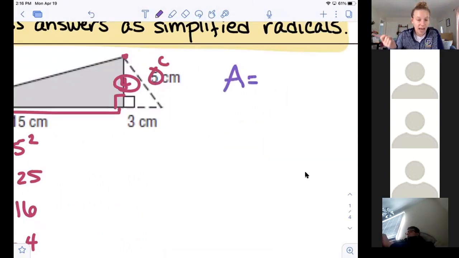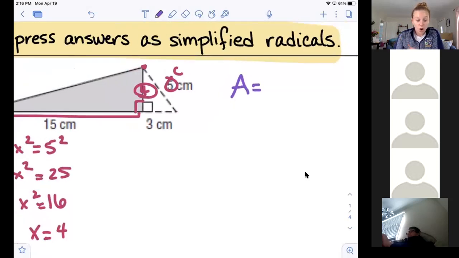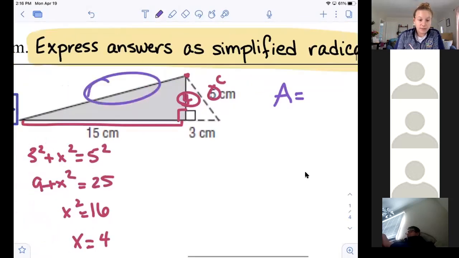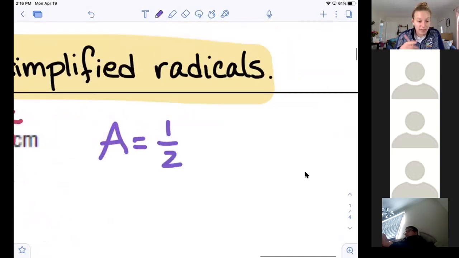And so I want us to get in the habit of not over finding things. If my question only said find the area, we don't even care what this side is. Since we're doing perimeter, we do care, but if we weren't, we wouldn't care. So I'm going to do area, and then we'll find that missing side so we can do perimeter.